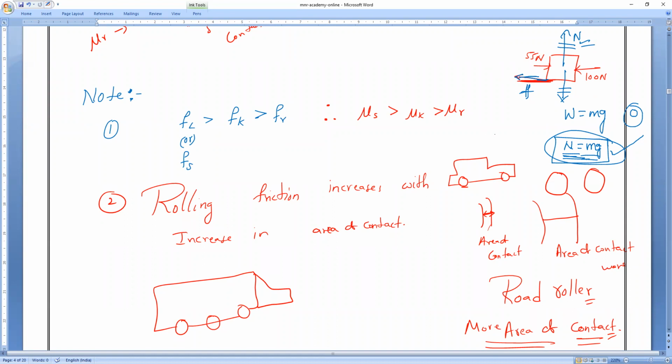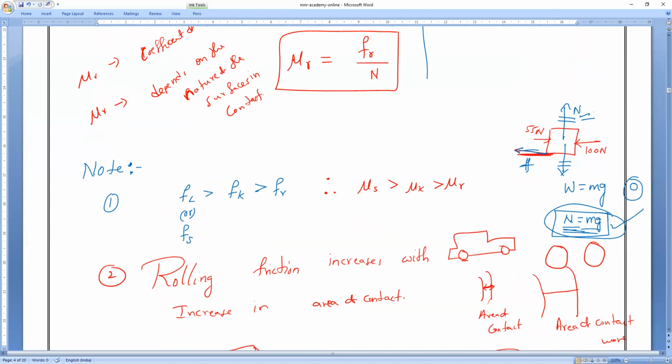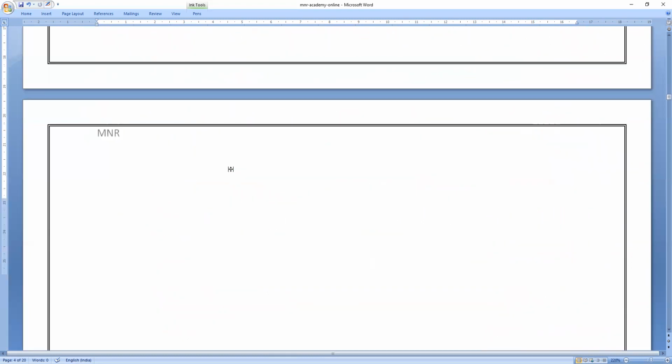Whatever it is, either the object is at rest or in motion, the pulling force always acts in the downward direction. What is that? Gravitational force, that is the weight of the object. Weight always acts downwards, and exactly opposite to it, perpendicular, what force will act? Normal reaction. Understand, Amma? So they will always be there. Okay.